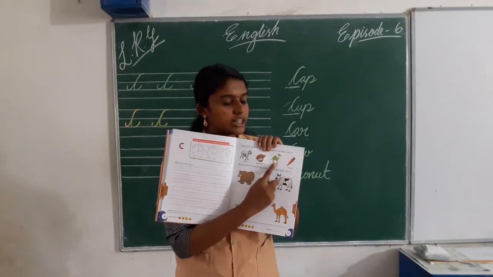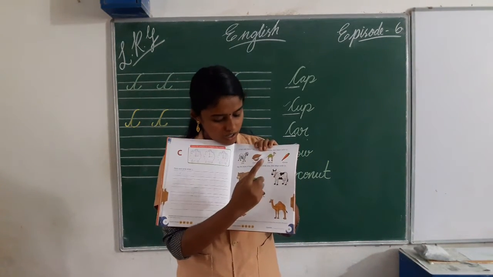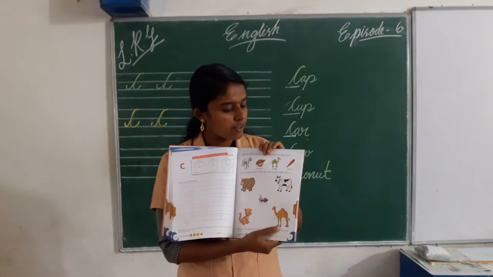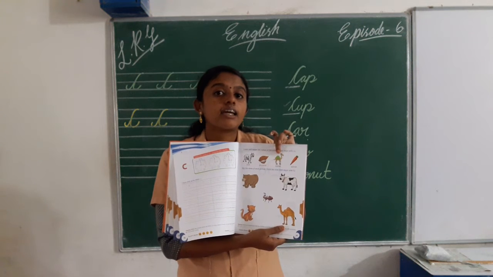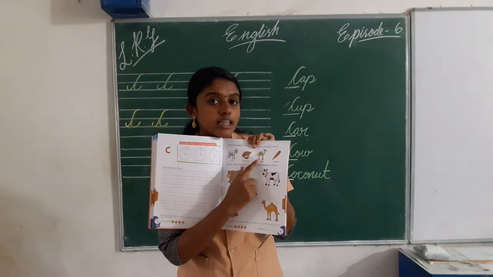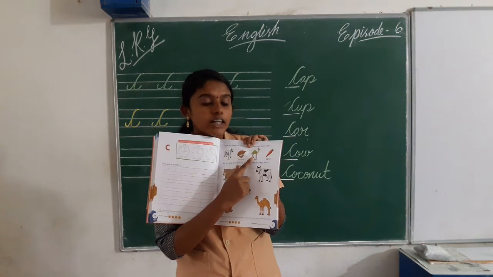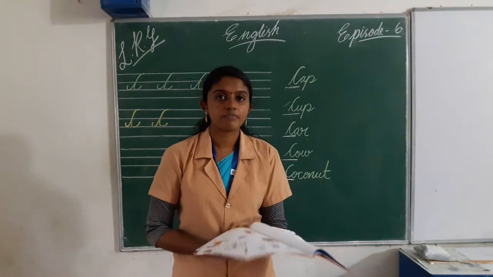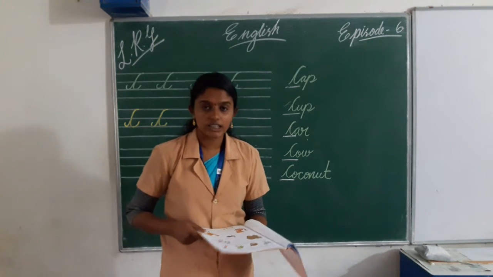Next word, what is this? Can you see? What is this? Say camel. This is a camel. Can you see? This is a camel. Camel means ottagam.